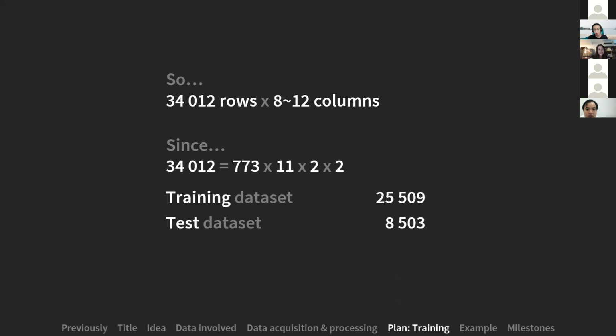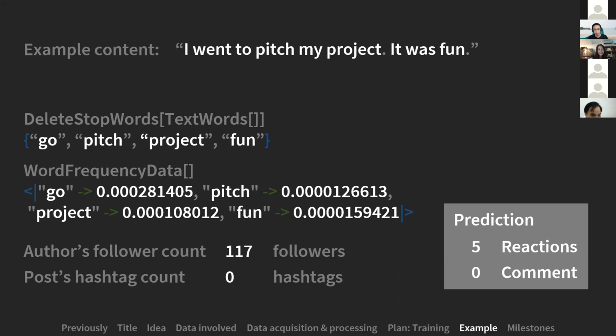Okay. And this is just an example of how I'll be going about the problem. There'll be word extraction and getting rid of the stop words, and then some word frequency work. Why is pitch a stop word? Just curious. Oh, it's not a stop word. Stop word is like, okay. Okay, good. Sorry, I went to pitch my project. Period. It was fun.